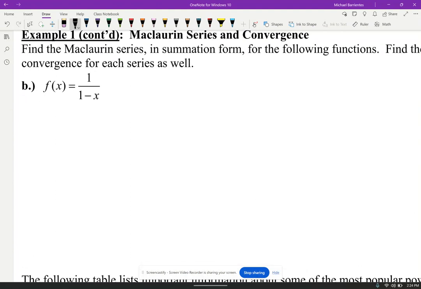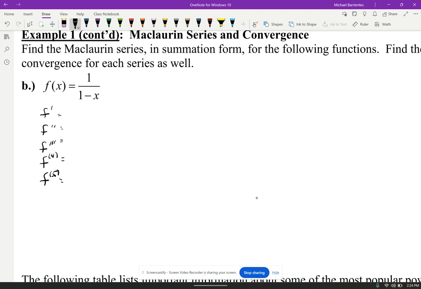In order to do that, I kind of need to see what the pattern is. So I'm going to do a couple of derivatives here. And maybe this time, let's go out to 5 derivatives. By the way, after the 3 primes, it just becomes a little number in parentheses, right? That way we don't end up with a bunch of primes. Okay, so let's find the derivative of these.